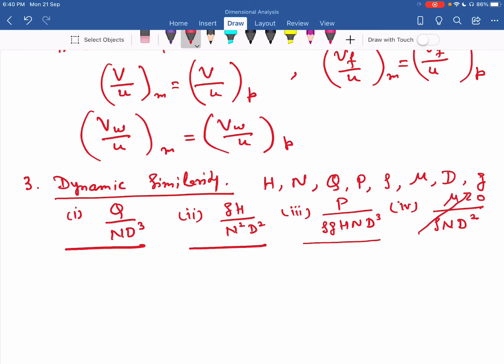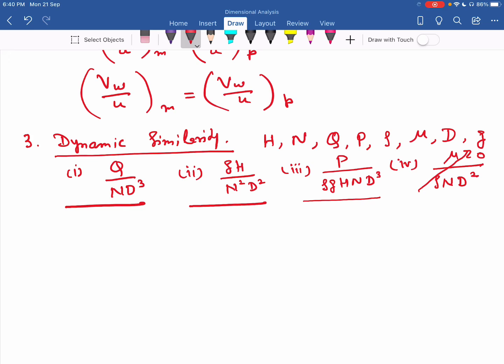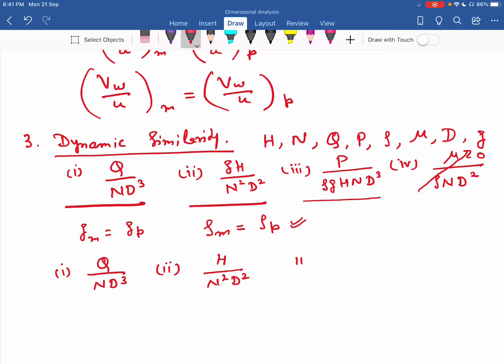Now further, you see for model and prototype, the value of g: g for model is equal to g for prototype, acceleration due to gravity. Further, for model and prototype, if our fluid is water, you can also say rho for model is equal to rho for prototype. So these two equations also hold good. So again, we can write three terms: Q upon N D cube. Term 2 becomes, as g is not there now, H upon N square D square. And the third term is P upon, now rho g is not there, H N D cube.